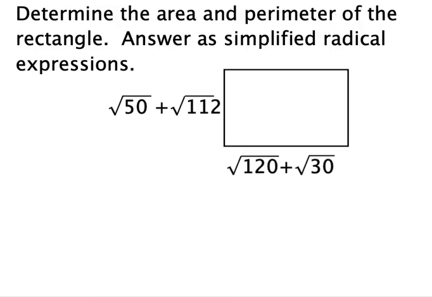Determine the area and perimeter of this rectangle. Answer as a simplified radical expression. Ooh, this one's nice. It's actually easier if we simplify this down first.